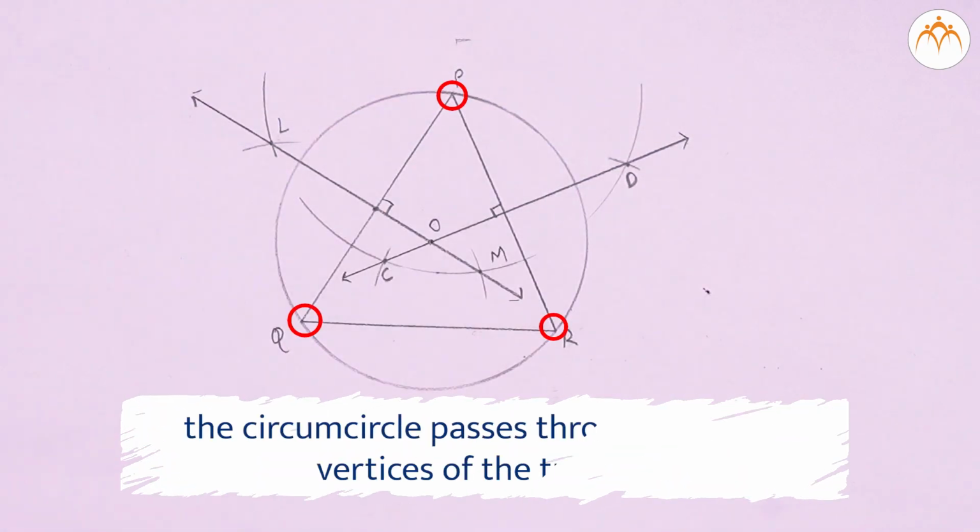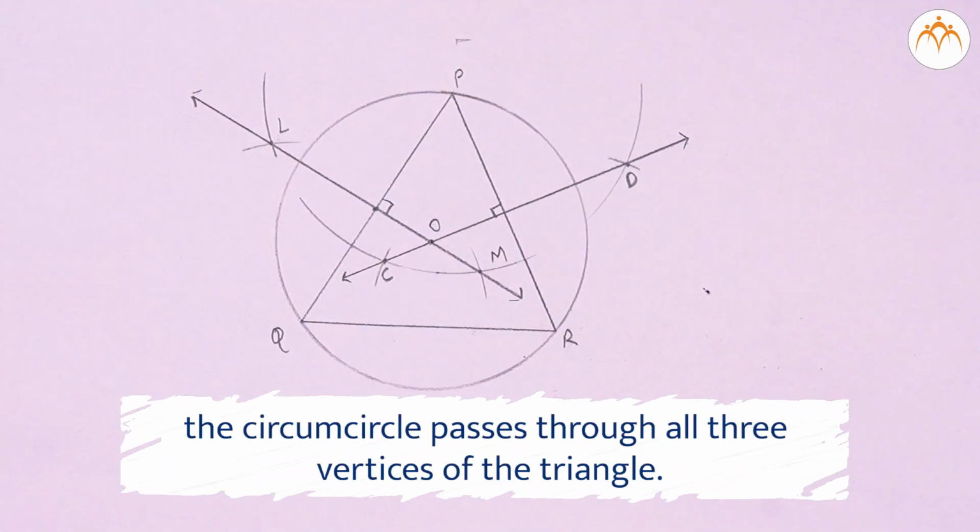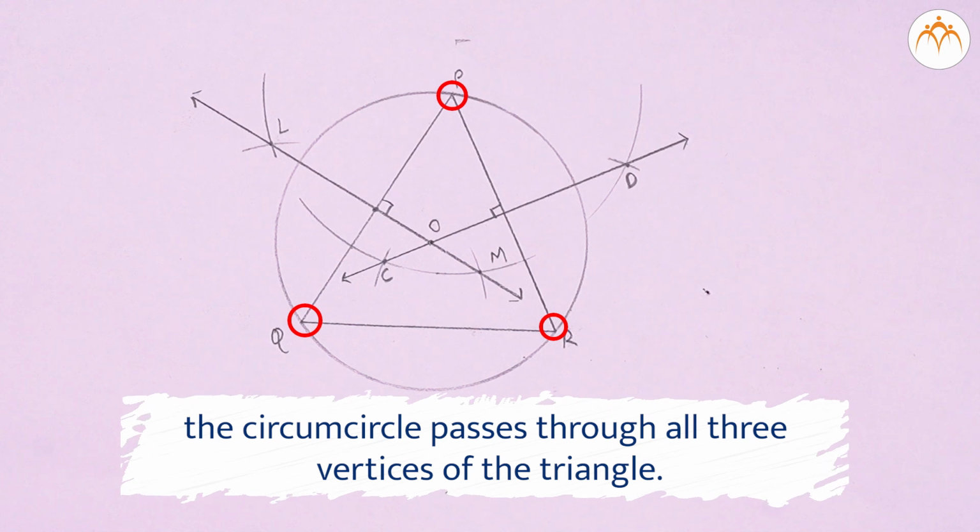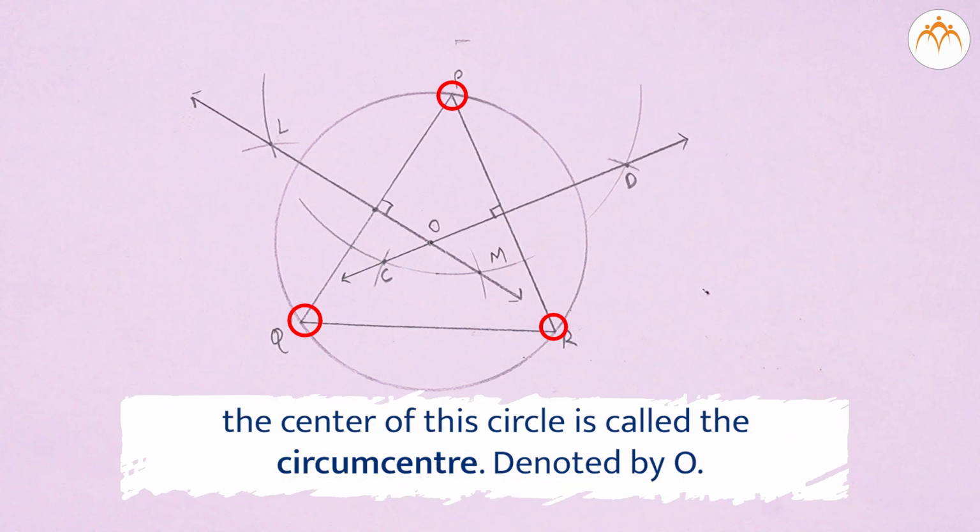The circumcircle passes through all three vertices of the triangle. The center of this circle is called the circumcenter, denoted by O. Now, let's draw an equilateral triangle with each side measuring 6 centimeters and construct both its incircle and circumcircle. Finally, we will calculate the ratio of the radii of these two circles.